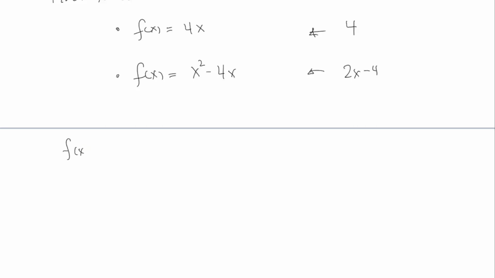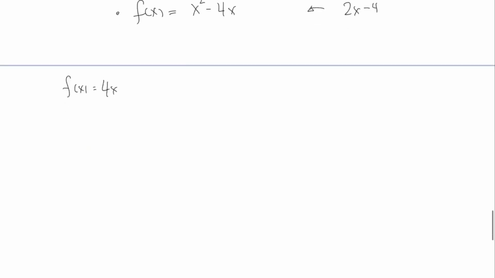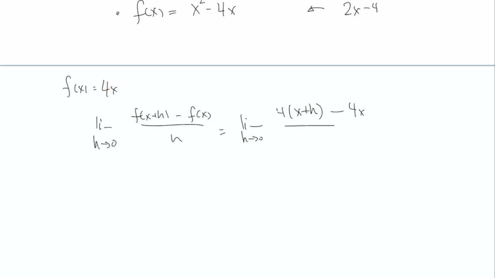f of x equals 4x. I go limit as h goes to 0 of f of x plus h, this is the formula, minus f of x, over h. f of x plus h means I look at this function and instead of x, I plug in x plus h. So it will say 4 and then parentheses x plus h. It used to say just 4x, but I changed the x into x plus h. And then minus f of x, that's just 4x, like so, divided by h.